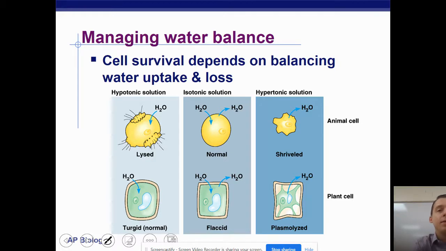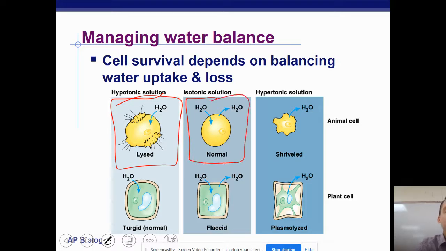Cells depend on the intake or loss of water for survival. So different things can happen. If too much water enters an animal cell, we can see in this first picture that the animal cell is going to lyse or break open and die. Isotonic is normal for an animal cell, and a hypertonic solution might cause an animal cell to shrivel.